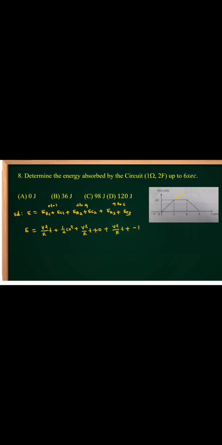EC3 equal to minus half CV square, because it is falling. Plus half, sorry. Plus half CV square minus half CV square is cancelled. Then what is E equal to? V square means 6 by root 3.